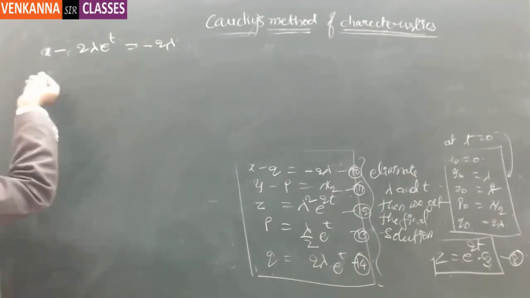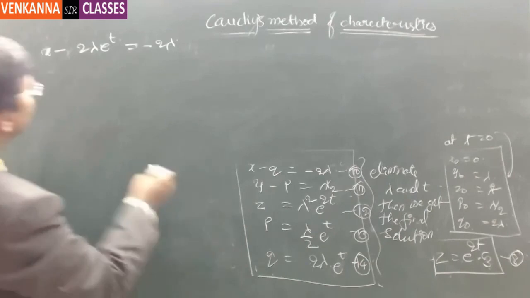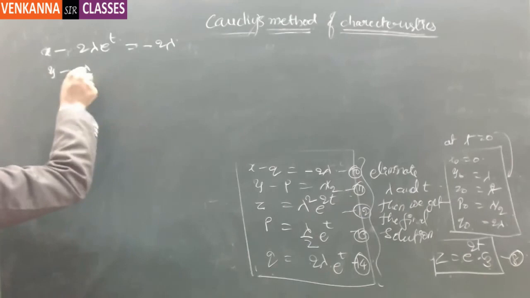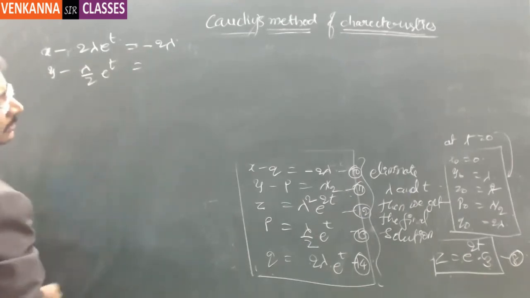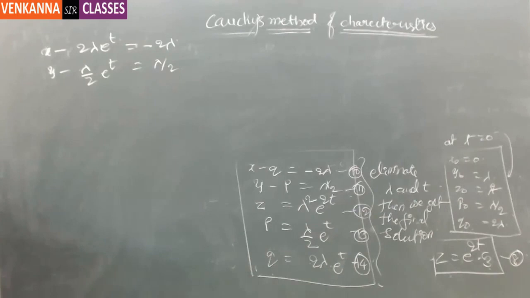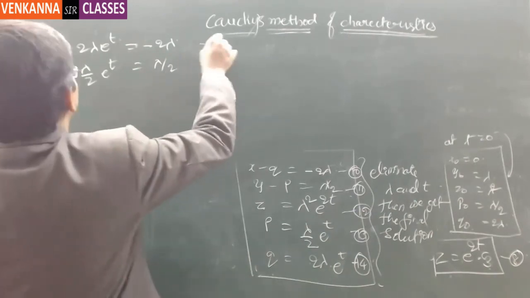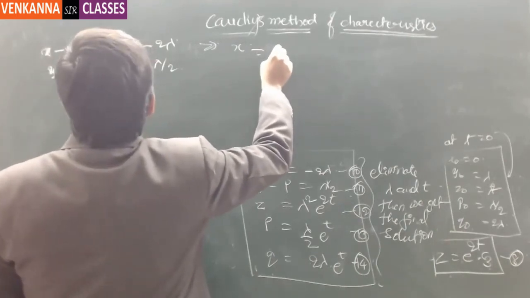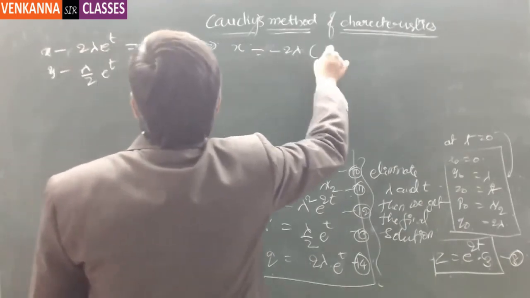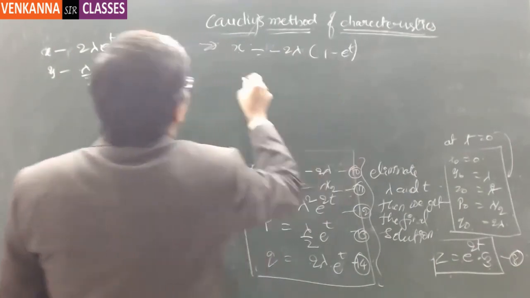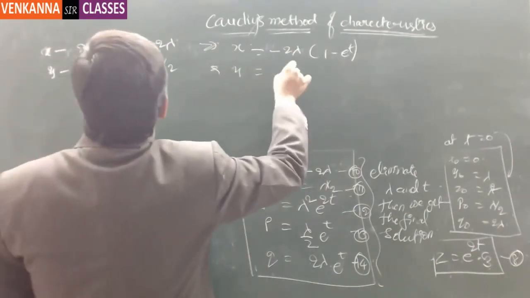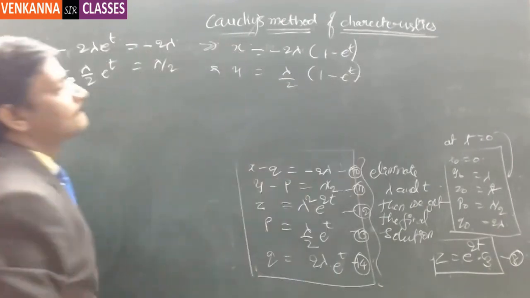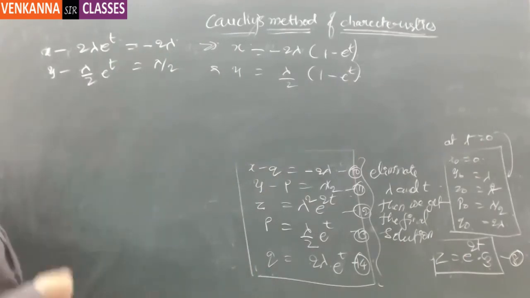And then the next equation is y minus p. Y minus p, where the p value is lambda by 2 times e power t, is equal to lambda by 2. If you further simplify this, x is equal to minus 2 lambda, if you take it out, then 1 minus e power t, and y is equal to lambda by 2, if you take it out, 1 minus e power t. So this is one set of equations.